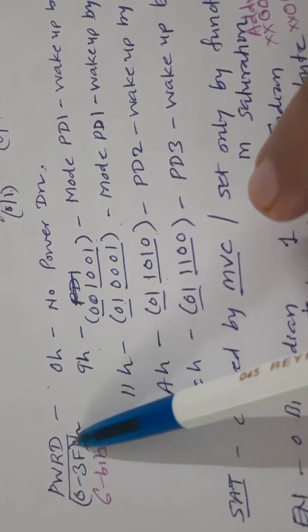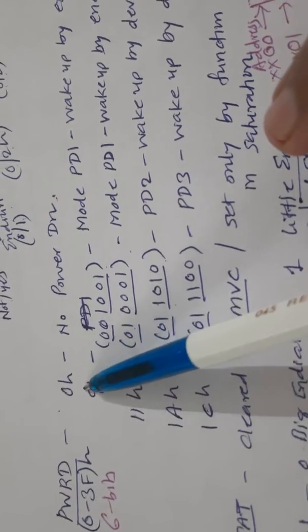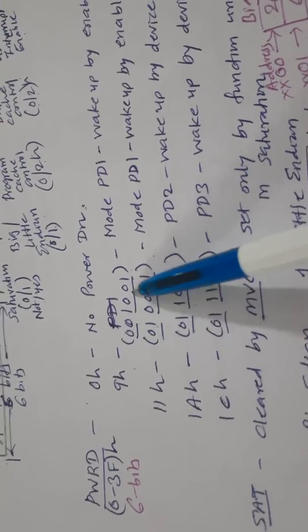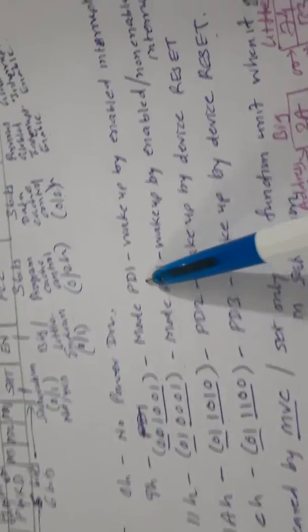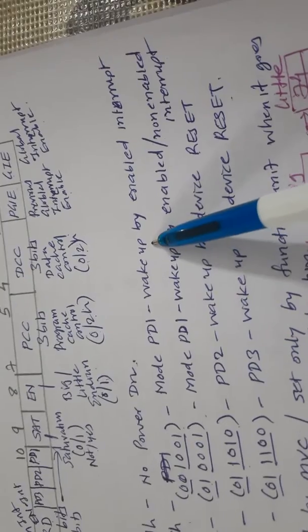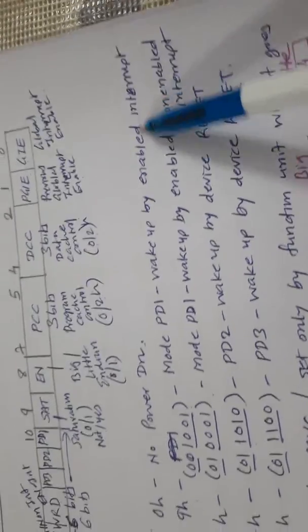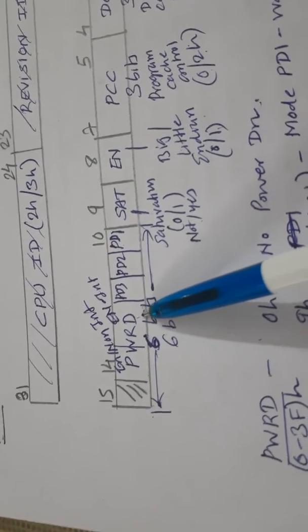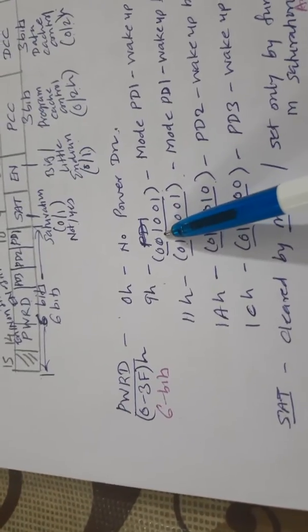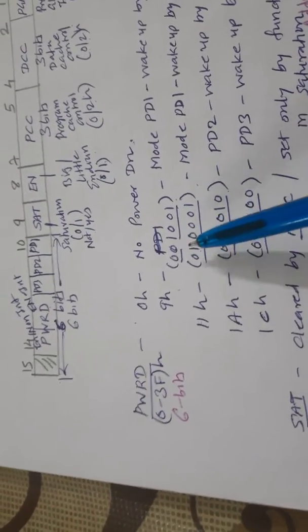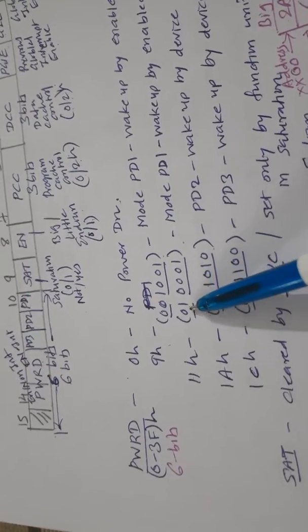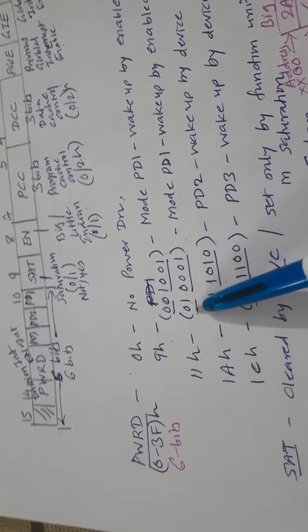Power down mode: 0H means no power down, 9H, 9 means 1001. So mode PD1, wake up by enable interrupt. For that, this particular enable interrupt position is equal to 1. Okay, so that's why this position is equal to 1 over here. Then 11, so this position is now 0 and this position is 0 1.